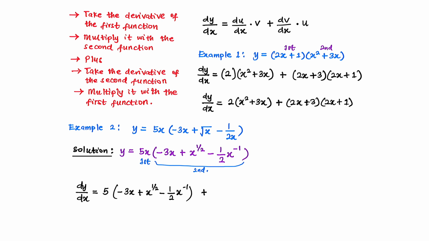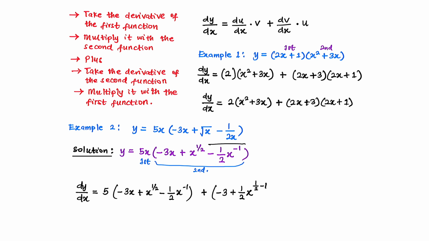plus, we take the derivative of the second function. So taking derivative of second function will be derivative of minus 3x is minus 3. So we have minus 3. Derivative of plus x raised to the power 1 over 2 is plus, we bring the power down, 1 over 2 comes down, multiply it with the variable, and then we subtract 1 from the power using the basic rule.